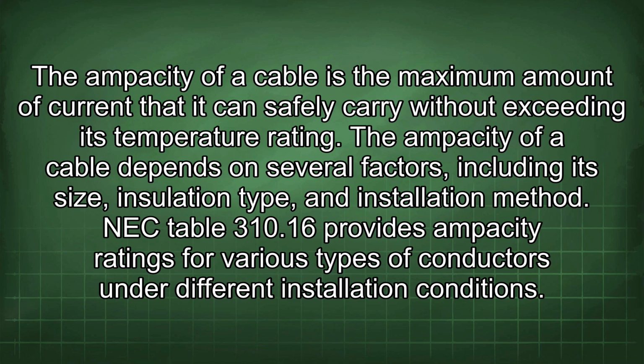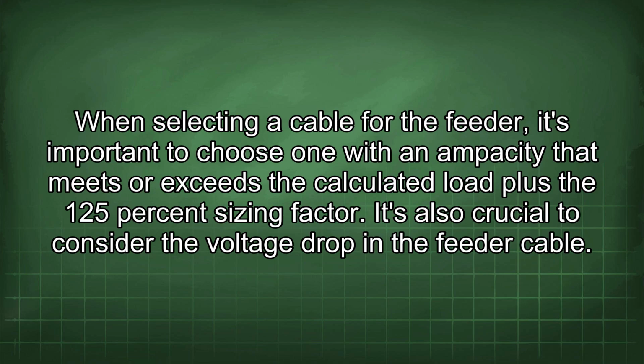The ampacity of a cable is the maximum amount of current that it can safely carry without exceeding its temperature rating. The ampacity of a cable depends on several factors, including its size, insulation type, and installation method. NEC Table 310.16 provides ampacity ratings for various types of conductors under different installation conditions. When selecting a cable for the feeder, it's important to choose one with an ampacity that meets or exceeds the calculated load plus the 125% sizing factor.